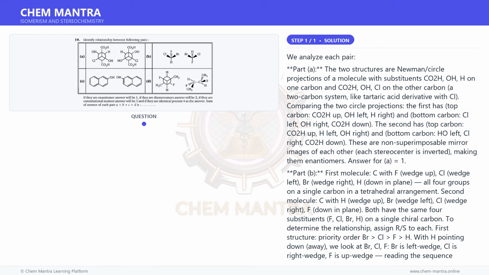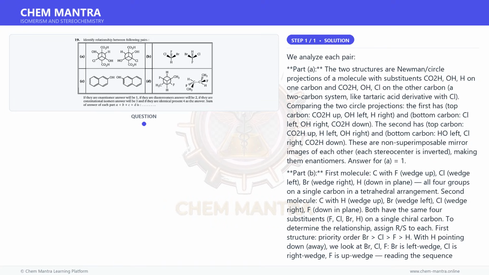Part C. Both structures drawn are 2-naphthyl, naphthalen-2-ol. The second drawing is simply 2-naphthyl drawn with the molecule flipped horizontally, but it is the same compound. Naphthalene is symmetric and 2-naphthyl has no chirality. They are identical compounds. Answer for C is equal to 4.